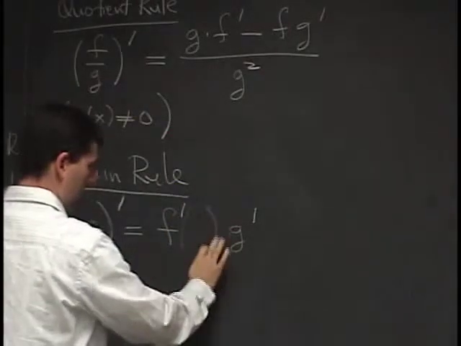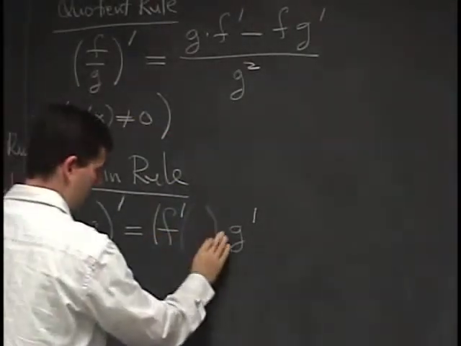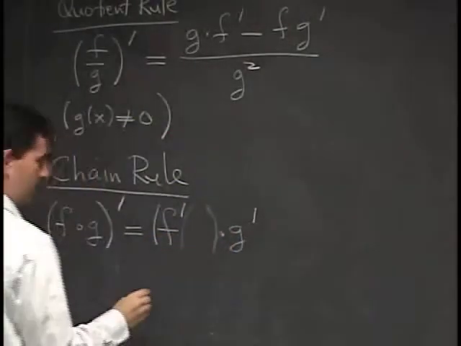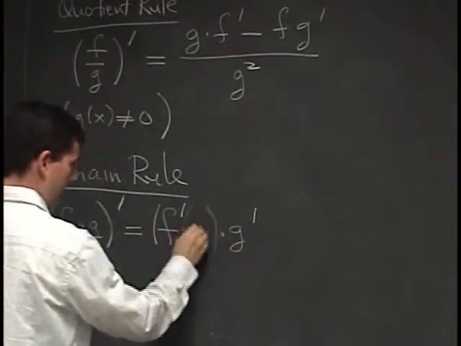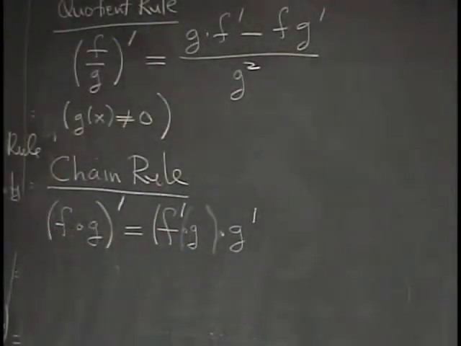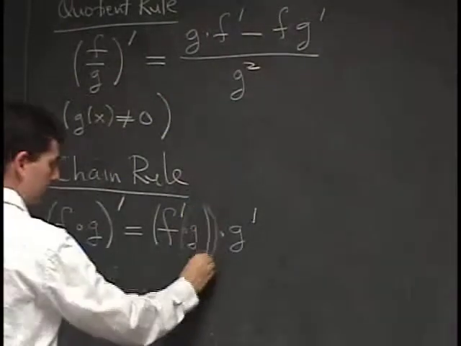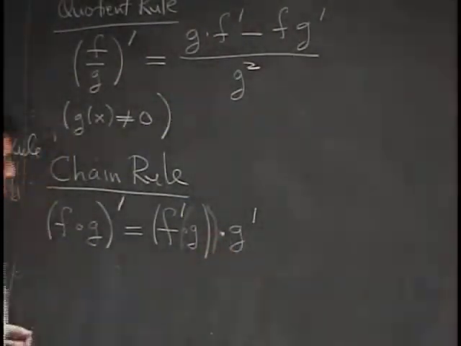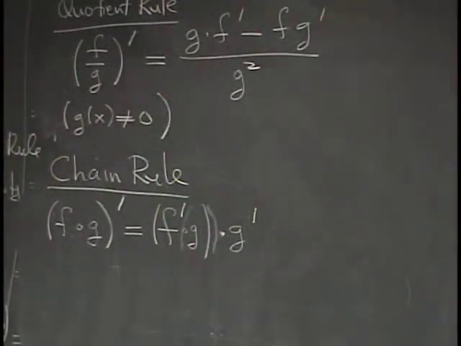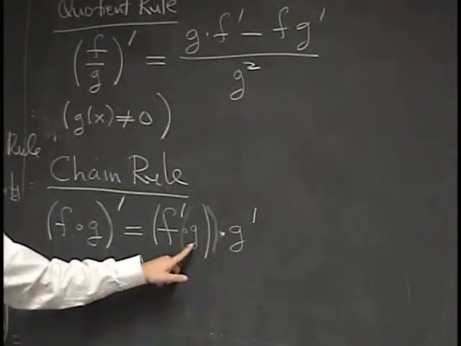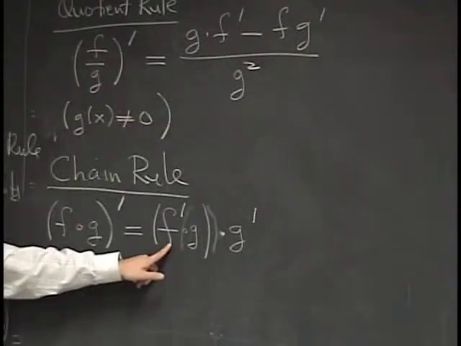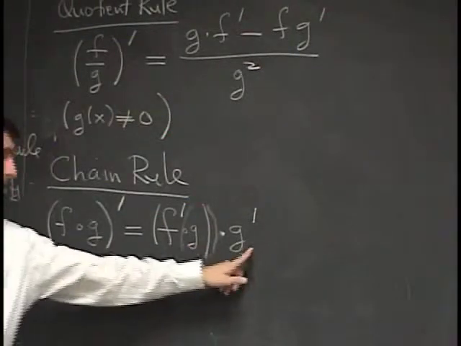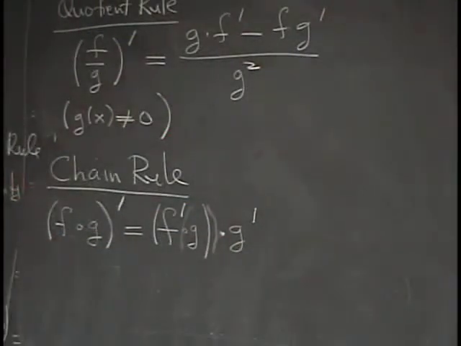Actually, the way I write it, is it a dot or a circle? The one in the front, this one, that's a circle. That's composed. This is a dot. This is actually a times. So you have to first apply g and then compose it with the derivative, and then times g prime. So it's almost what you want.